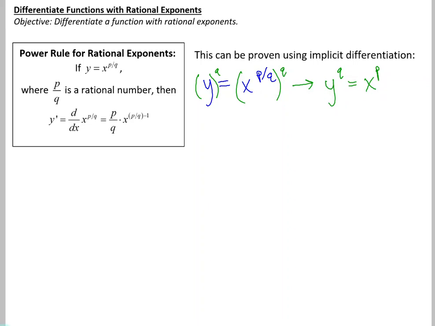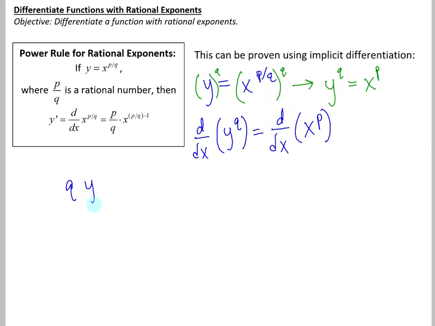Now we can take the derivative implicitly of both sides using what we use normally without the rational exponents. So the derivative with respect to x of the left side, y to the q, equals the derivative with respect to x of the right side, x to the p. Using my power rule, I get q times y to the q minus 1 times dy dx, using my chain rule, equals the derivative, p times x to the p minus 1.